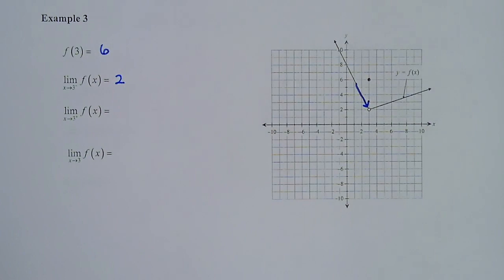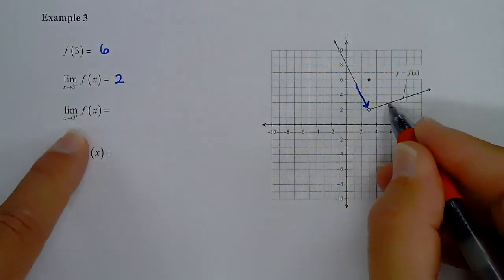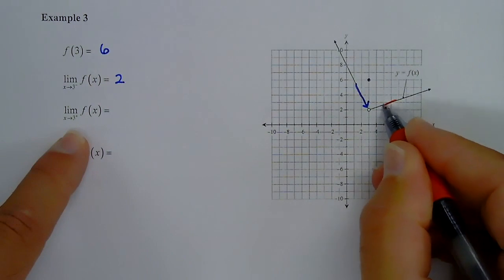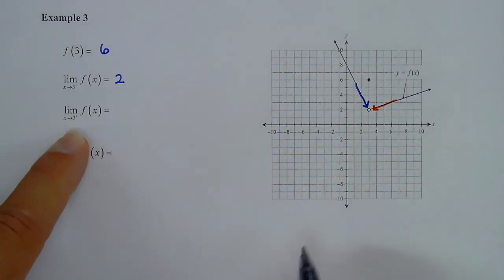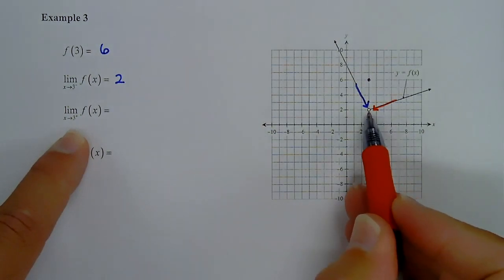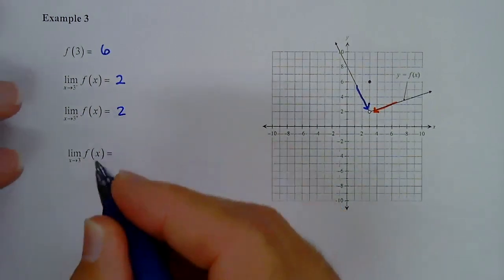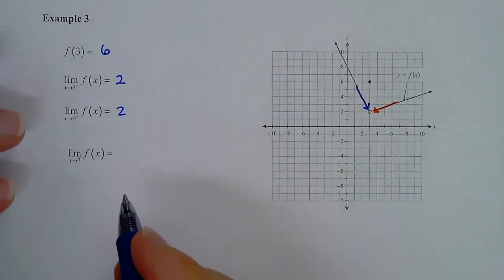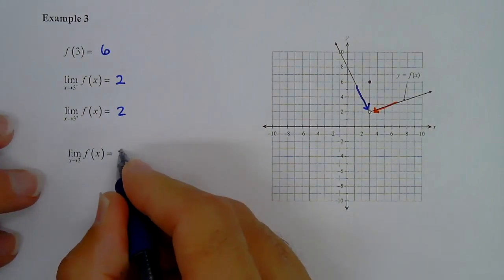All right. How about as we approach 3 from the right? As we approach 3 from the right, we're going to be to the right of 3, coming towards 3. And then it's approaching that open dot, right? And that open dot is 2. These are both equal to 2. All right. So the limit as x approaches 3 of f of x is equal to 2.